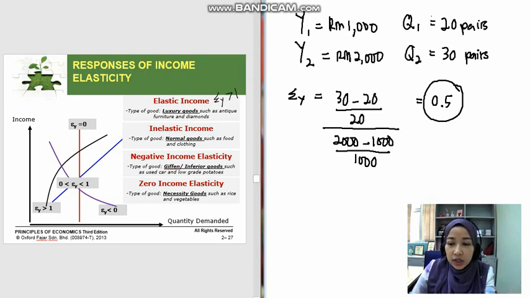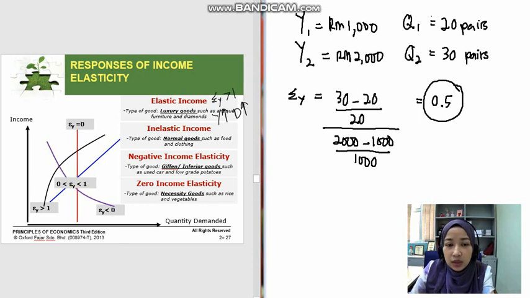It is for luxury products, because logically, when you have higher income, you tend to buy more luxury products. So your purchase will increase. Your purchase of luxury products will increase when your income increases. So when income increases, demand for luxury products will increase.